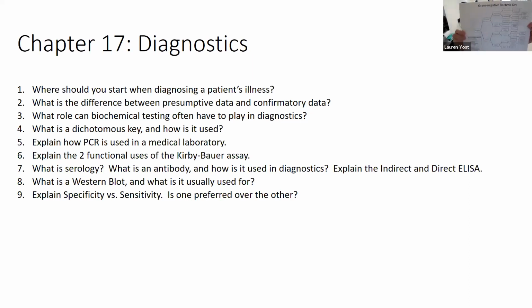This is a dichotomous key. And so you would start over here where you are gram negative. And let's say you did a test to determine, does it ferment glucose? Does it produce gas whenever it does it? No, it doesn't produce gas. Well, then you move on to the next question.